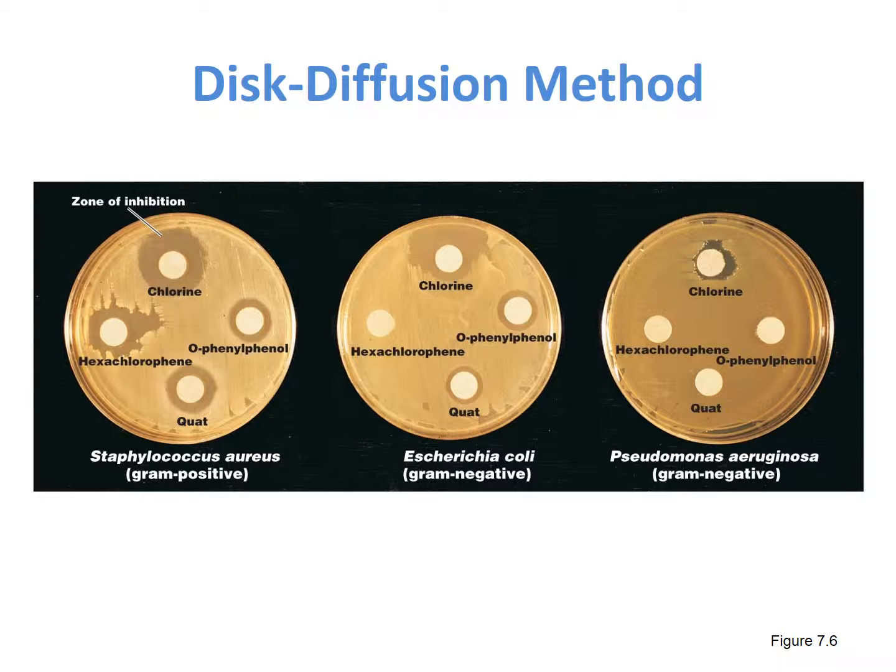plated onto the plate. So on the leftmost plate, you can see that chlorine bleach, O-phenylphenol, quaternary ammonium detergents, and hexachlorophene have some ability to inhibit the growth of Staph aureus, which is a gram-positive bacterium. E. coli, which is gram-negative, shows some sensitivity to chlorine bleach, O-phenylphenol, and the quaternary ammonium detergent. However, it is not sensitive to hexachlorophene. We know this because there's no zone of inhibition. The bacteria basically grew right up to the surface of the filter paper disc.